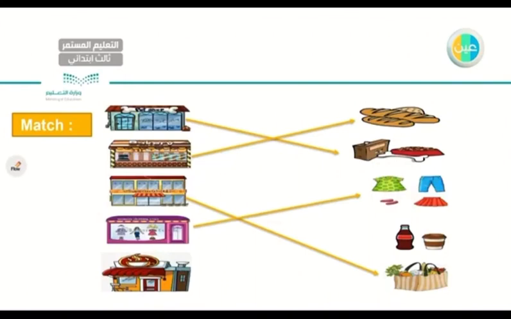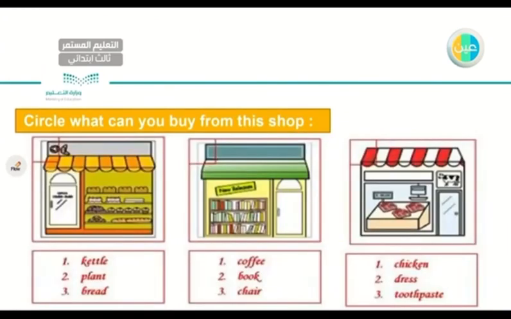And for the last shop here, I have a coffee shop. It's a place where you might get a coffee, tea, cappuccino, and so on. Okay, so I have different shops and different items. Let's go to the next shop. Circle, what can you buy from these shops? I have different shops, my dear student, okay? And I have different options.